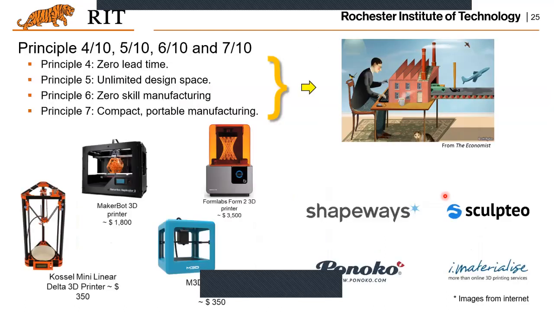For principles 4, 5, 6, and 7, they are quite similar, so I grouped them together. Basically, it is beneficial for the pre-manufacturing and the post-manufacturing, right? So basically, it makes design and manufacturing more compact by reducing the lead time and the design space, the requirement of skill level, and also it improves the compactness and the portability of manufacturing as well.